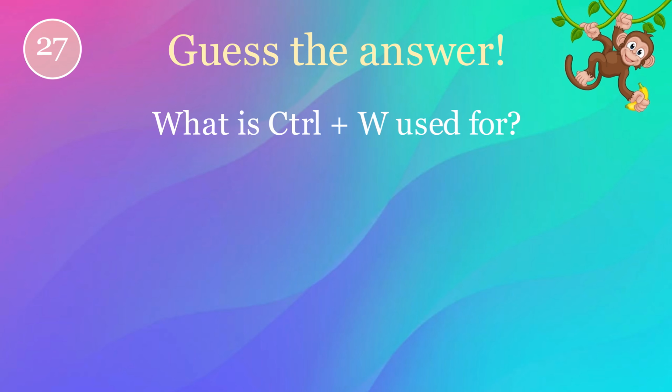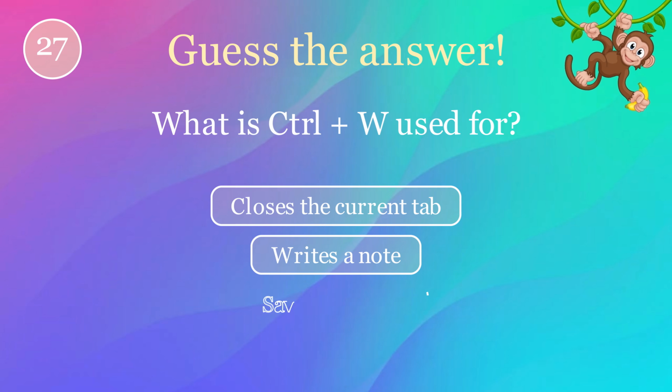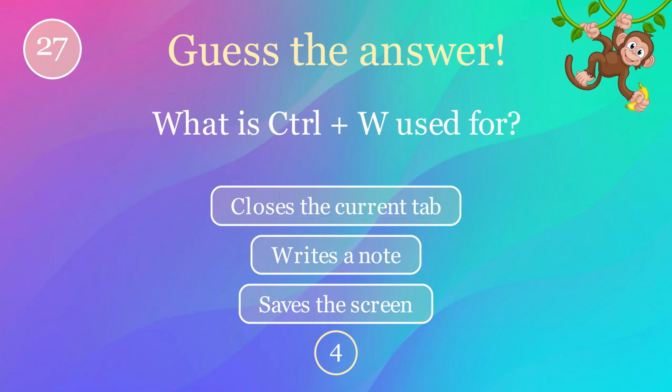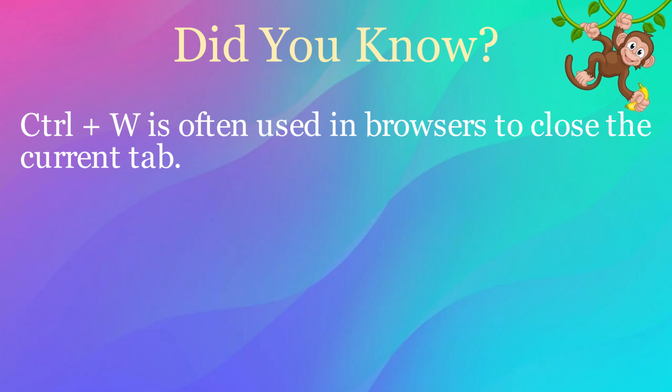What is Ctrl+W used for? Closes the current tab. Writes a note. Saves the screen. The correct answer is, closes the current tab. Here's an interesting fact, Ctrl+W is often used in browsers to close the current tab.